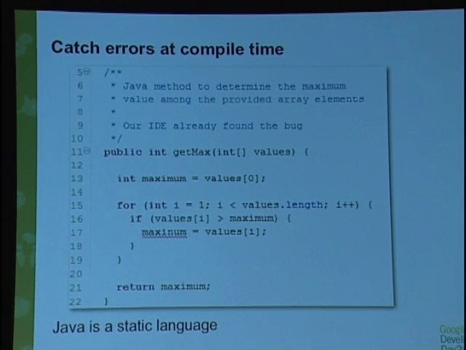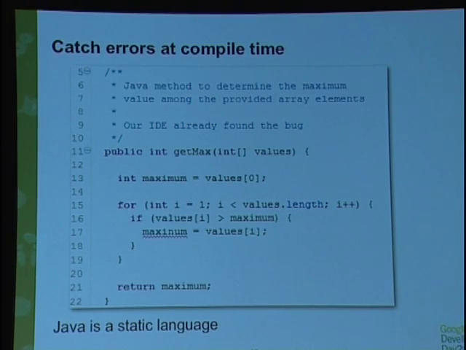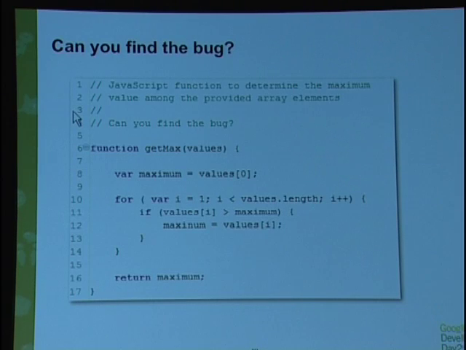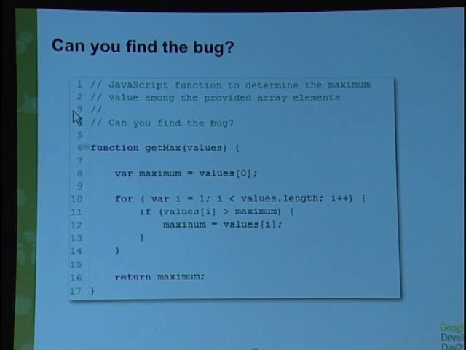Now in Java, this is not valid, because I didn't declare the variable maximum. In JavaScript, however, this is perfectly valid code. What I'm doing inside the loop, in the very inner statement, is I'm actually assigning a value to a new variable that is never used. So this is a bug that's really hard to find, and the compiler can't even tell me about it.